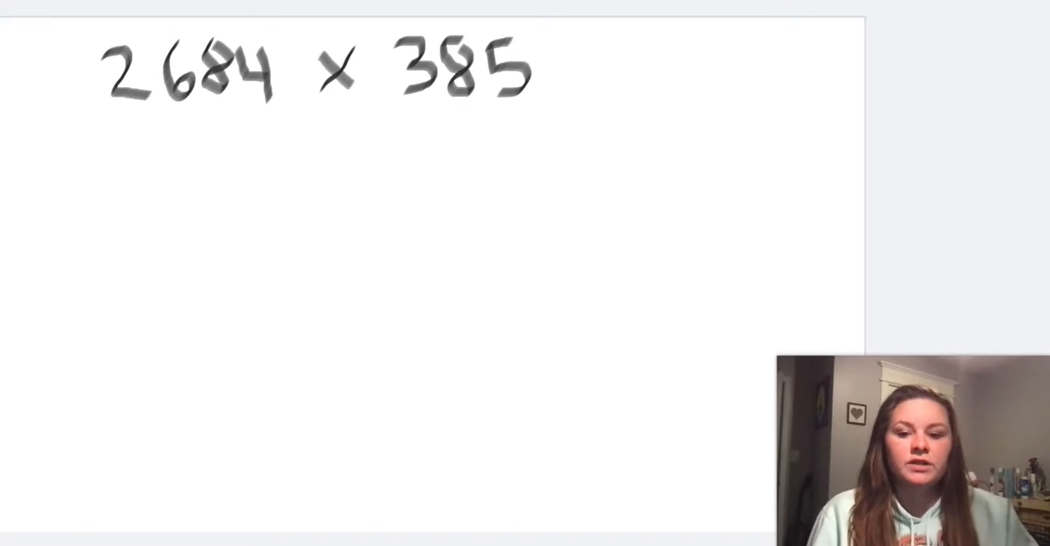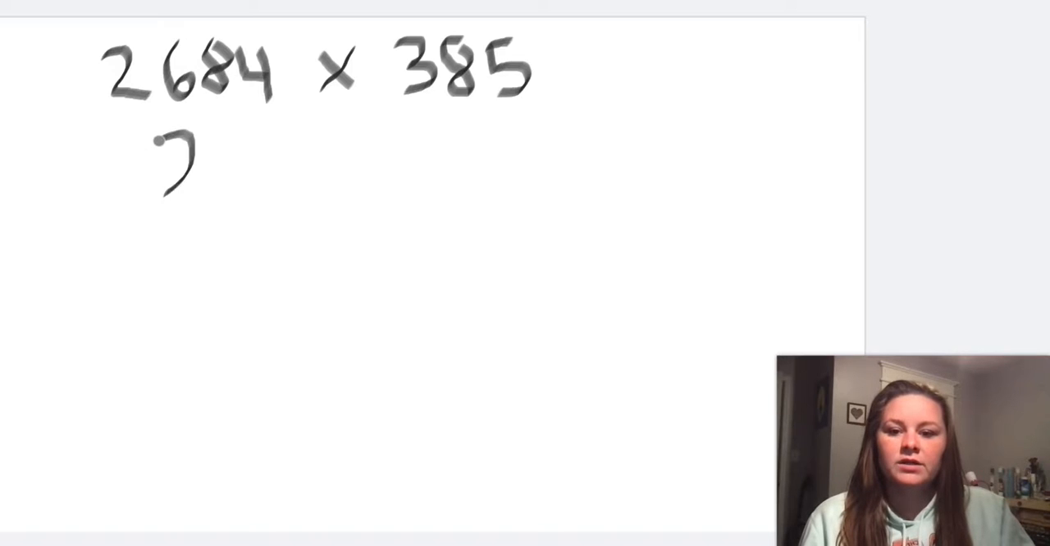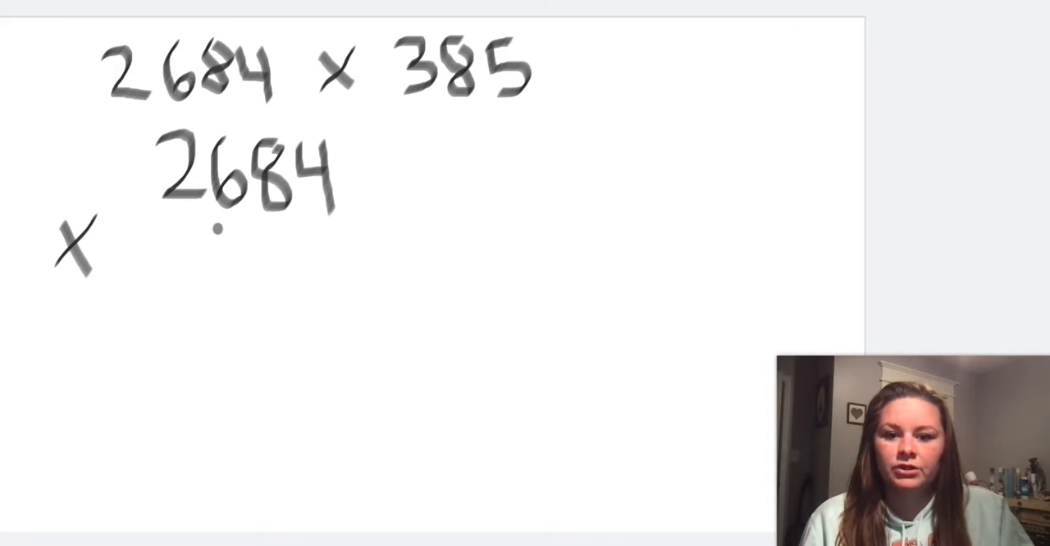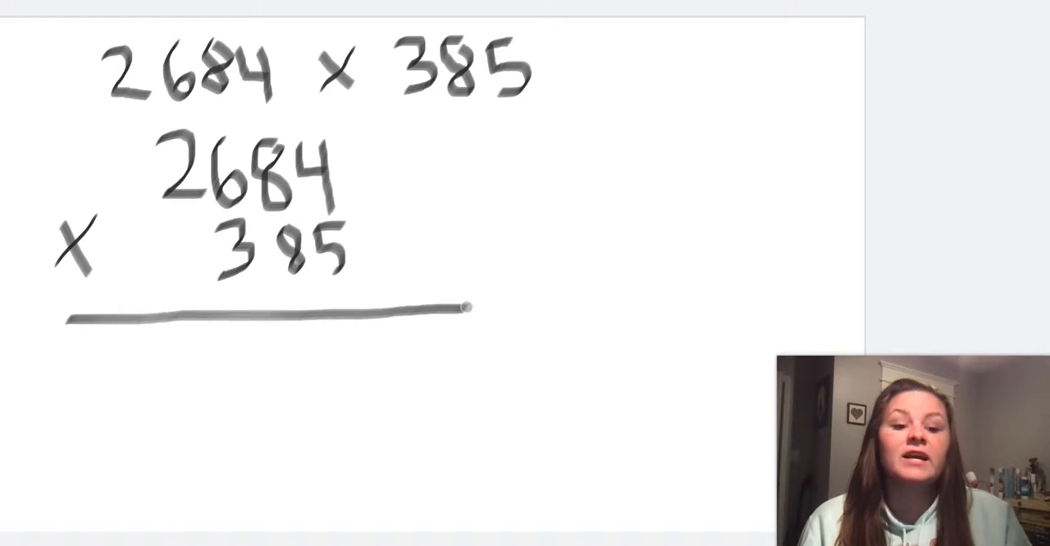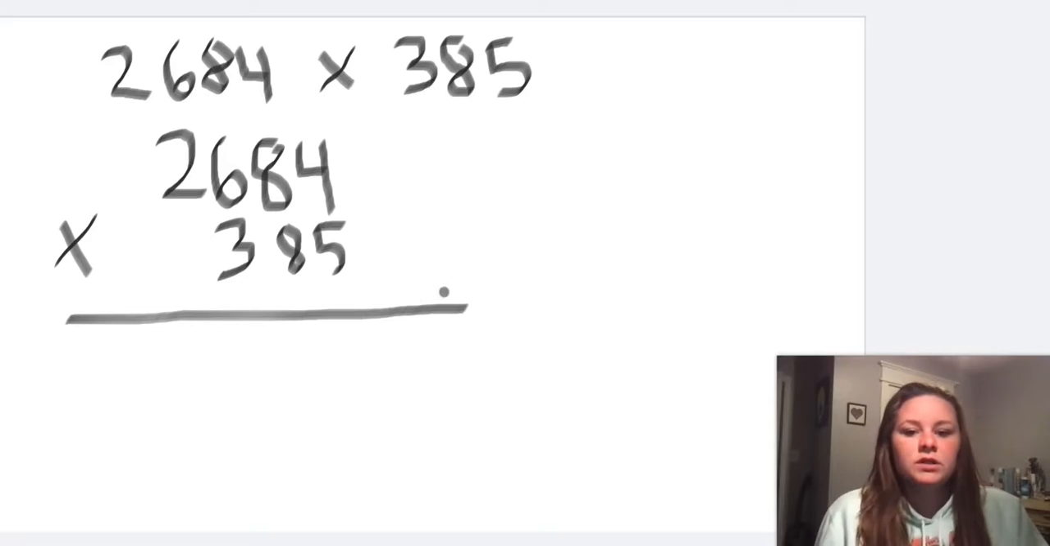So we're going to do this with the standard algorithm. Always put the factor with the most digits at the top. That's going to keep your number of partial products as small as it can. So we're going to write 2,684. And then under that, we're going to write 385. So I should end up with 3 partial products because my second factor has 3 digits. So let's just get into it.